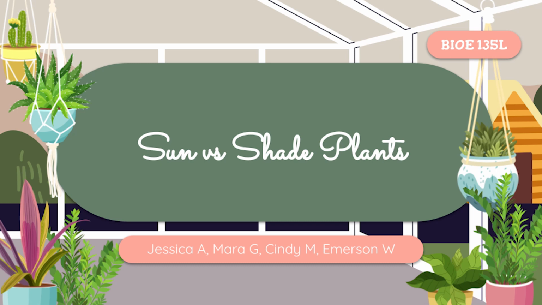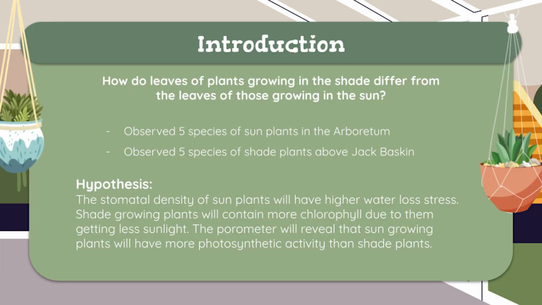Today we are going to be discussing our project which focuses on sun plants versus shade plants. So let's jump right in. We chose to compare how the leaves of plants growing in the shade differ from those that grow in the sun. We chose to do a total of 10 plants. We chose 5 plants growing at the Arboretum to view our sun variety and 5 plants growing in the woods behind Jack Baskin as our shade plants.